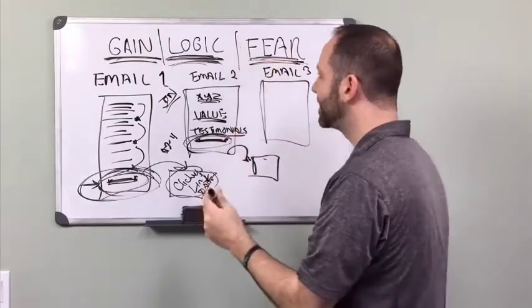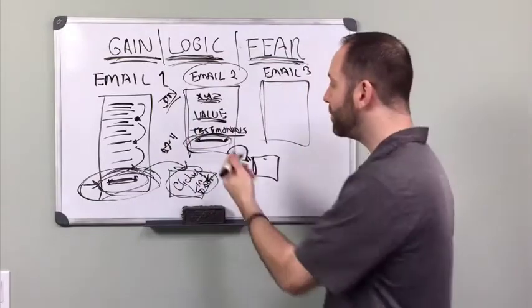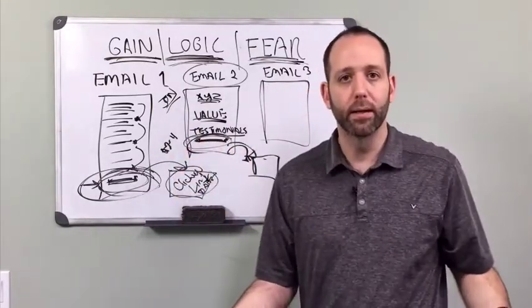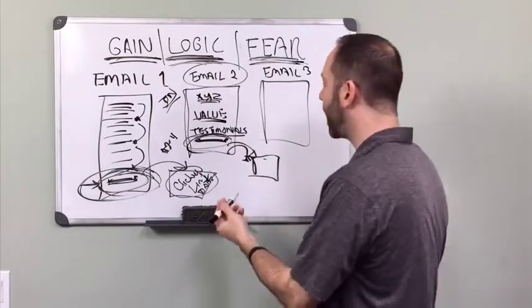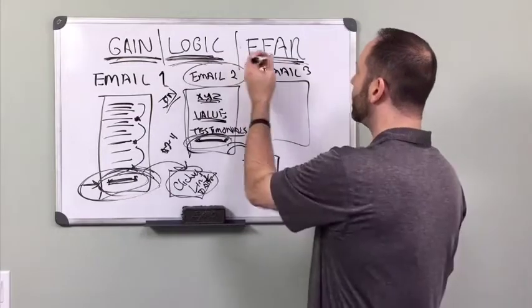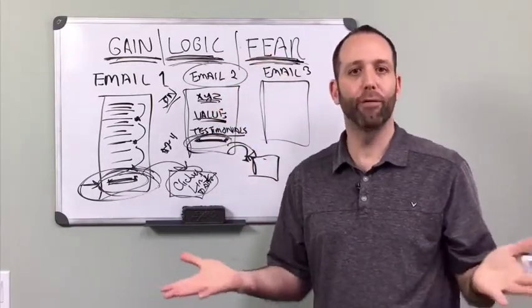I may or may not send email 3 to everyone who received email 2, or I may segment and send it only to the people that clicked the link and didn't buy. Again, if someone buys, I'm going to take them out of the audience. Now, email 3 plays to fear of loss. So this is where I'm actually going to get tough with the person.